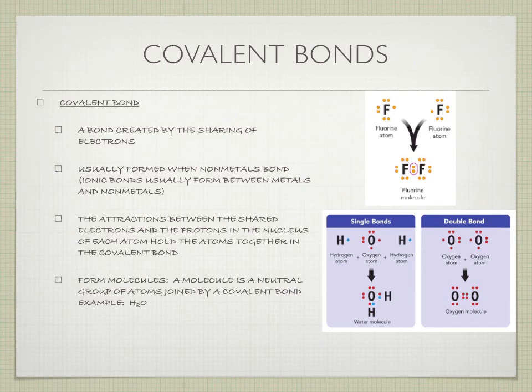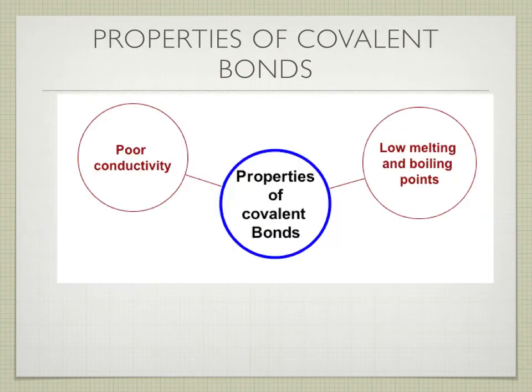And again, we'll go into more detail on this in class, and we're going to talk about these little structures that are in this diagram called electron dot diagrams. They're really easy. Okay, and then we're going to talk about properties of covalent bonds, and this one's really easy. They have poor conductivity, and they have low melting and boiling points.